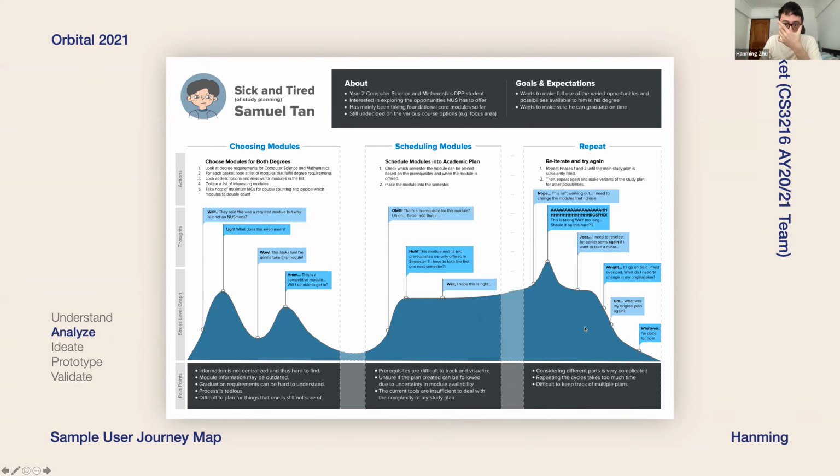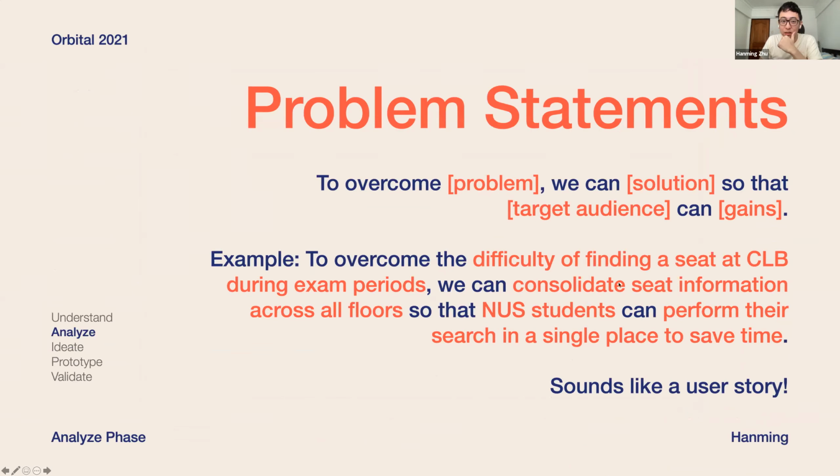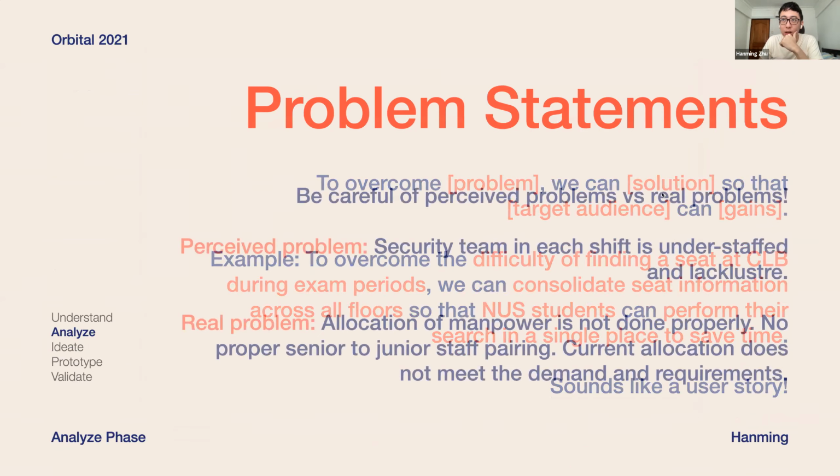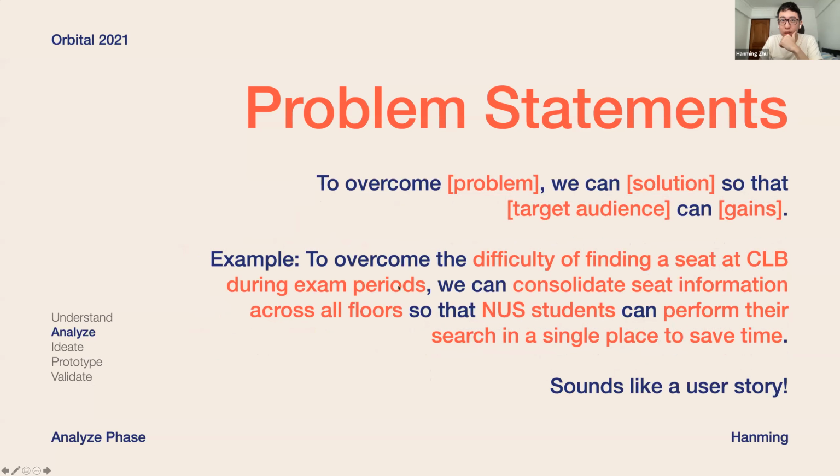One last thing is that you can potentially express it as a problem statement. But note that this overlaps a bit with the next step because we are talking about the solution already. An example is: to overcome the difficulty of finding a CLB, a problem during exam periods, we can consolidate information across all blocks. So this is potentially a solution. So the annual students, your target audience, can perform their search in a single place to save time. And notice that this sounds like a user story.